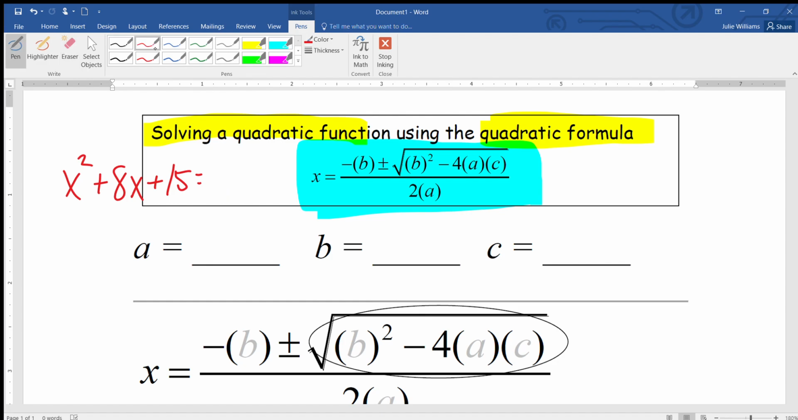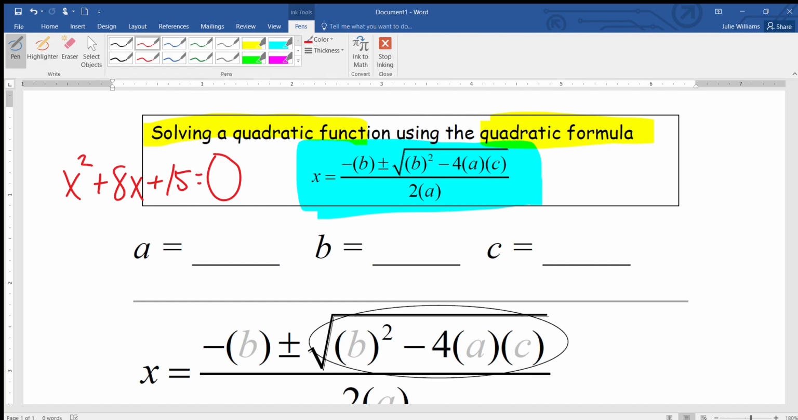So let's say our quadratic is x squared plus 8x plus 15. Now, we know it's factorable. We know that we could find factors of 15 that have a sum of 8. We know it's going to be x plus 3 and x plus 5. We would set each of those equal to 0 and solve. So we'd get negative 3 and negative 5 as our solutions. But I'm going to show you how this quadratic formula will also work.